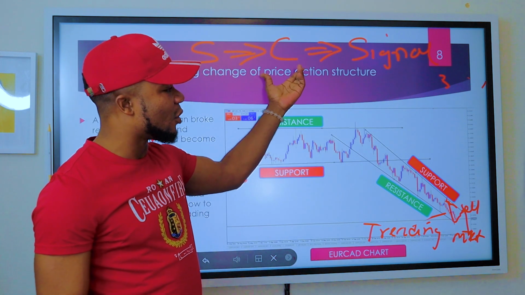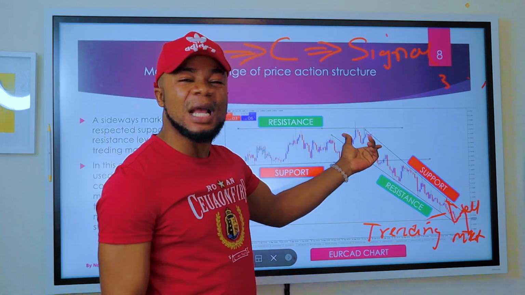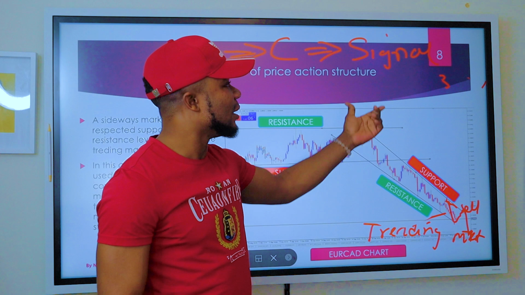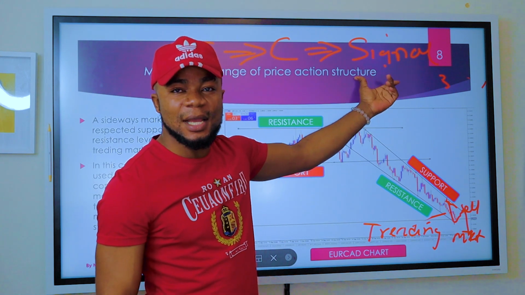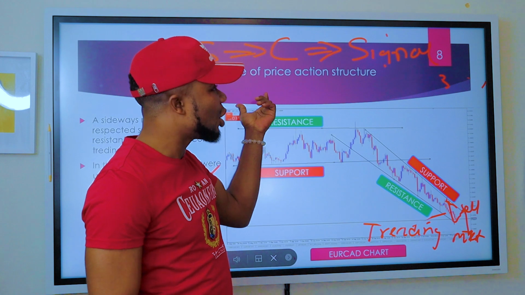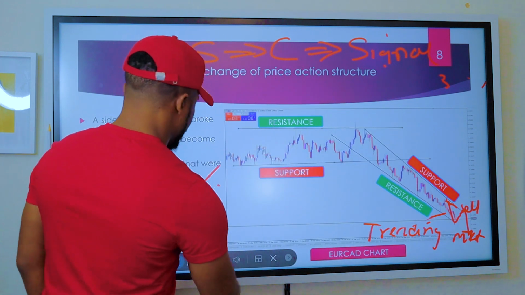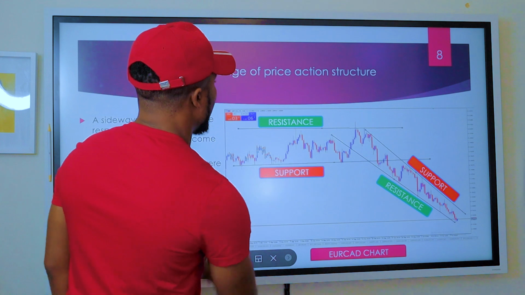Then after we've taken our confirmation, if the market got here and we had a shooting star, or any of the many reversal candlestick patterns, it will give us a sell signal. So you have structure, confirmation, and signal. With that being said, let's see what we have on the next slide.